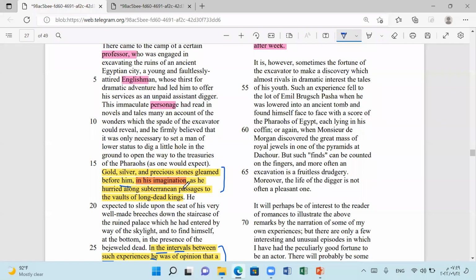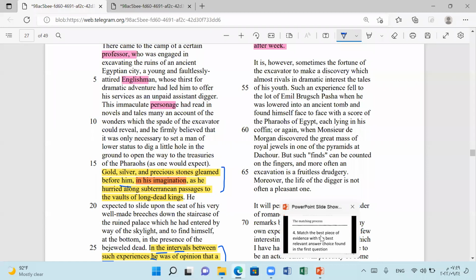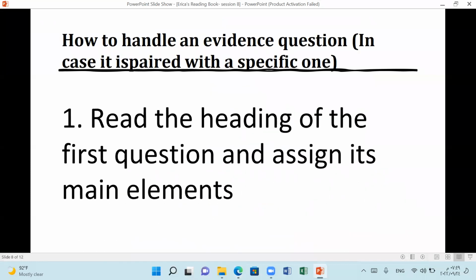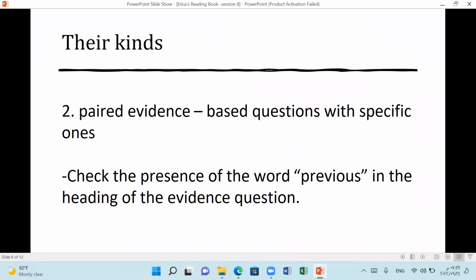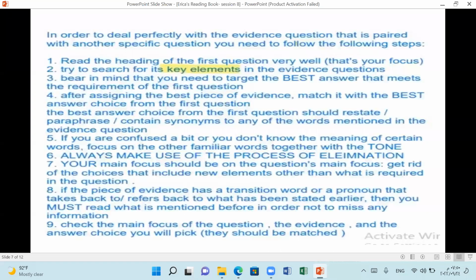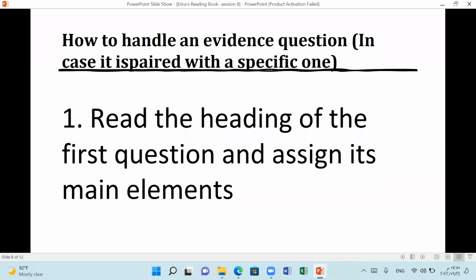So let's wrap up the things that we have done. Okay, just to make it clear, the steps that we followed. We of course get to know what is the evidence-based question, and we got to see the paired ones, the paired ones that are more challenging. This is, by the way, the same steps, but in a different font.